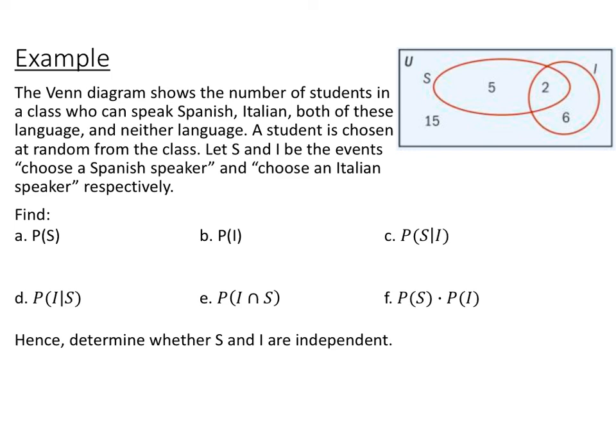This last example, we have a Venn diagram that shows the number of students in a class who can speak Spanish, Italian, both, or neither language. A student is chosen at random from the class. Let S and I be the events: choose a Spanish speaker and choose an Italian speaker respectively. So we have 6 probabilities to calculate here, and then given this information, determine whether or not S and I are independent with a reason. So go ahead and pause the video and do that.